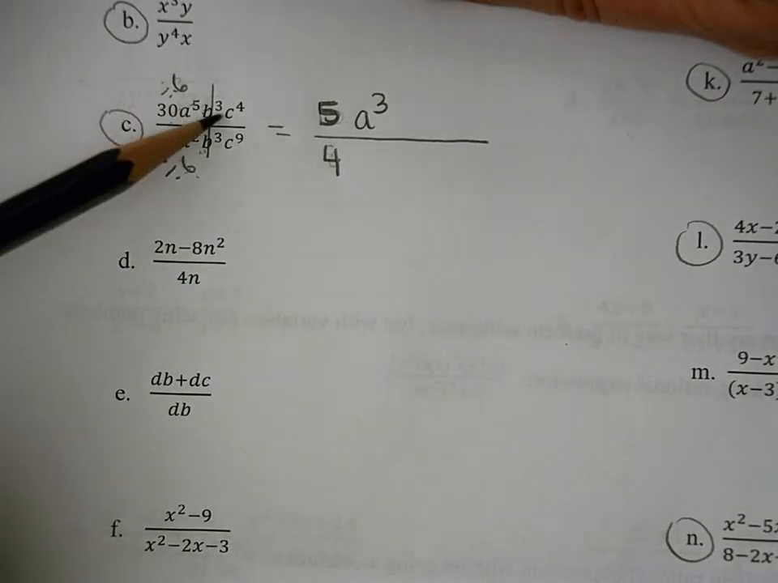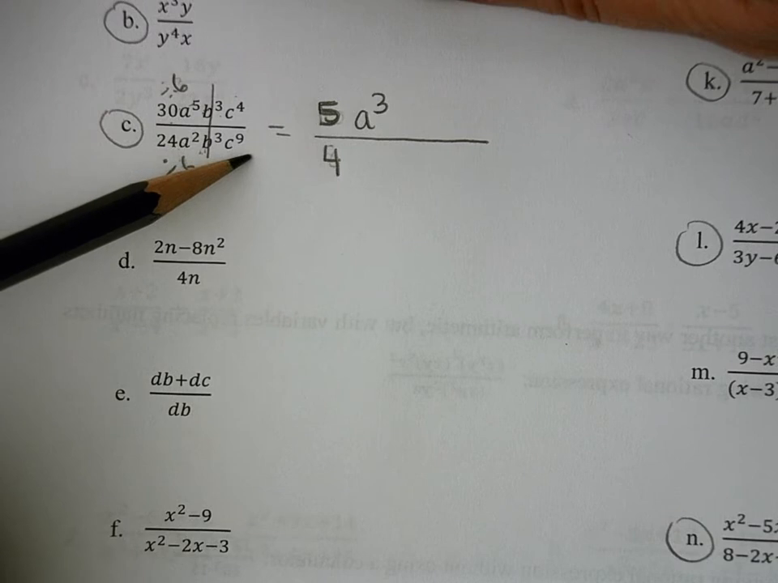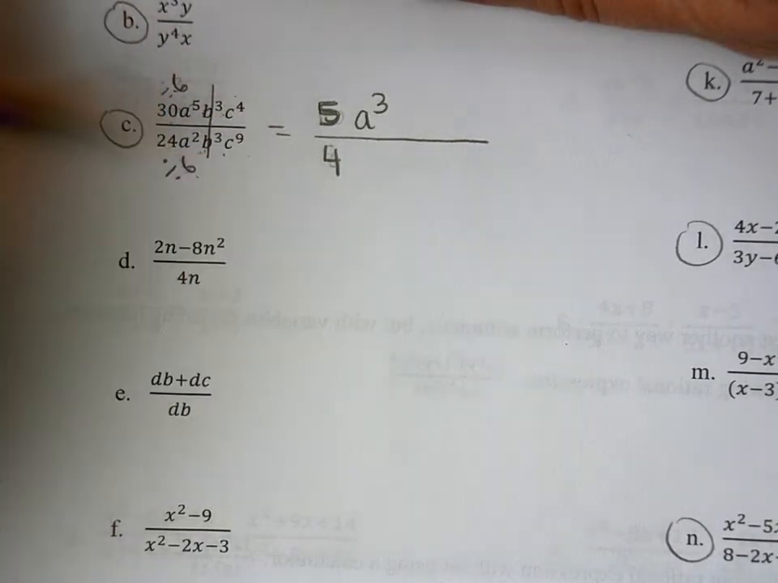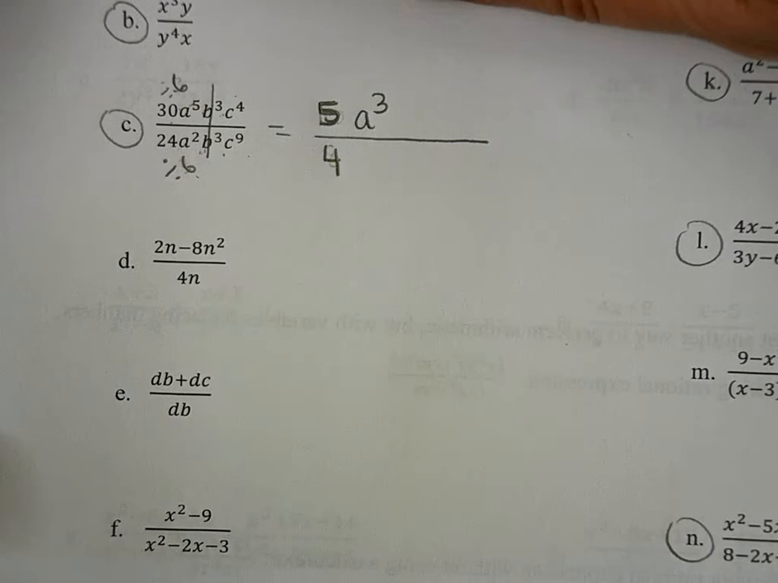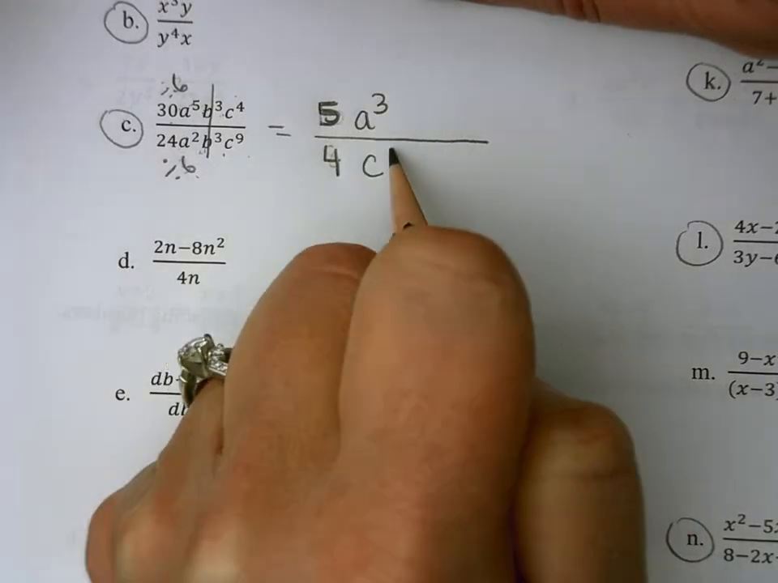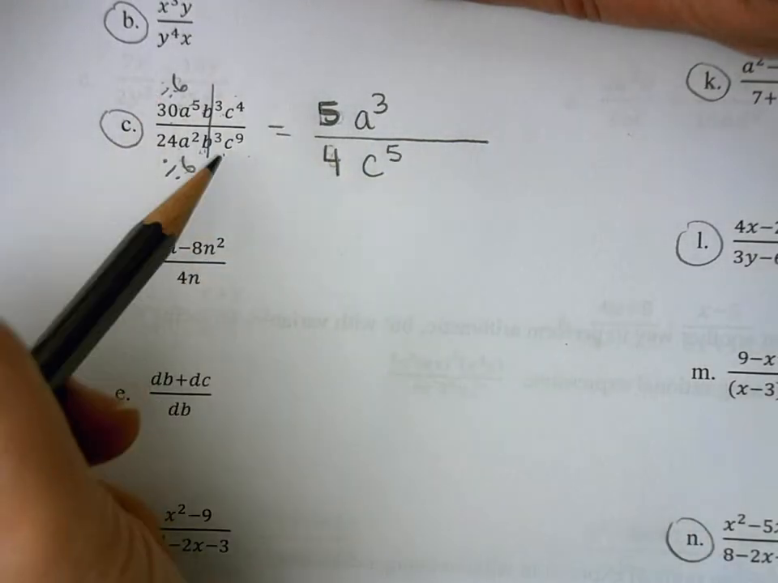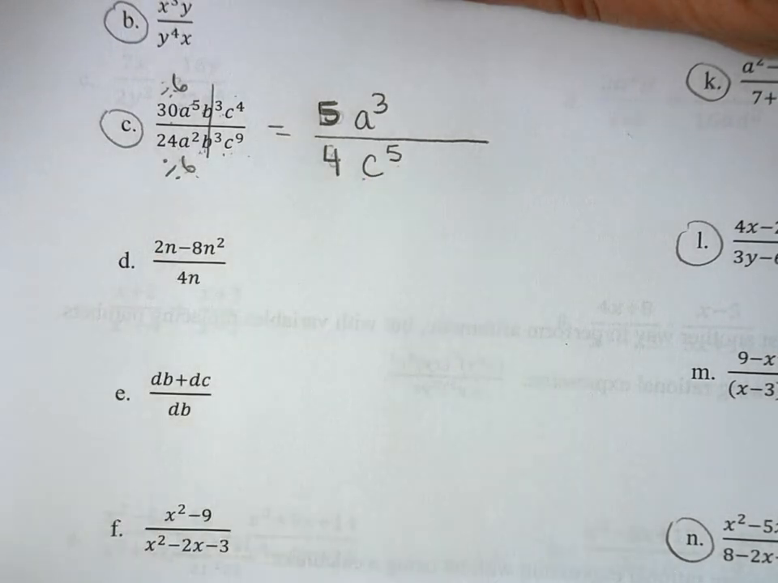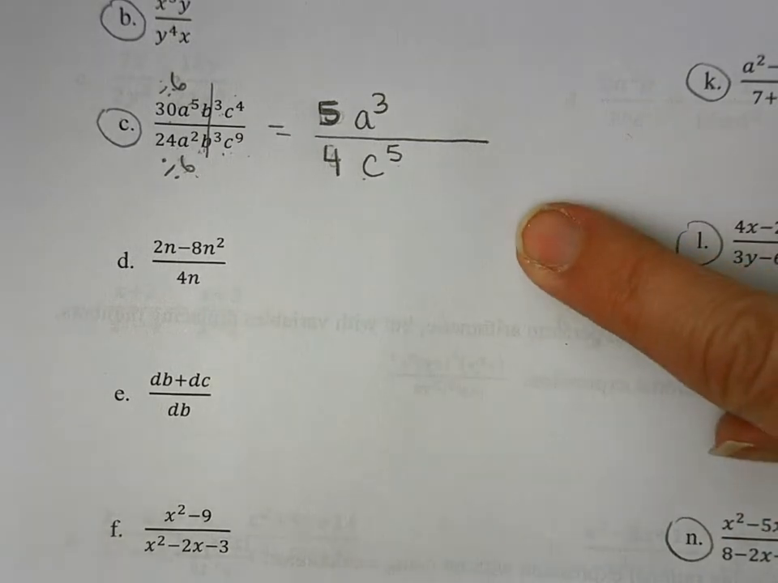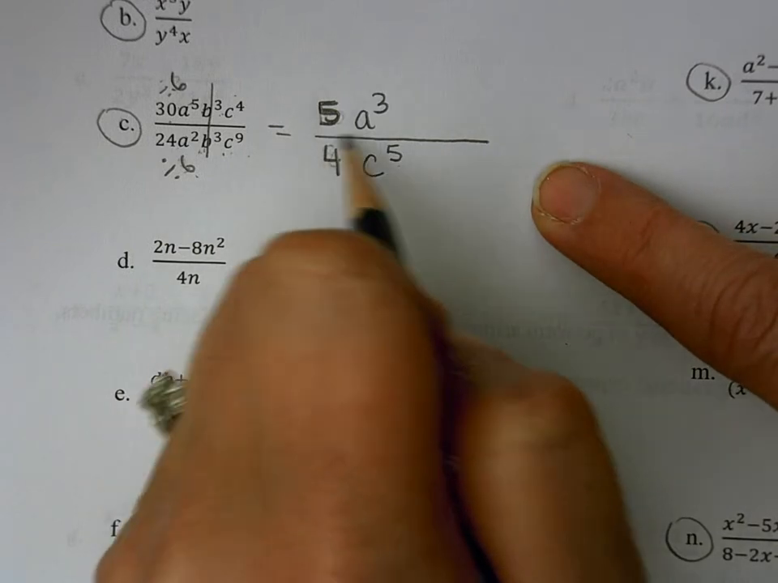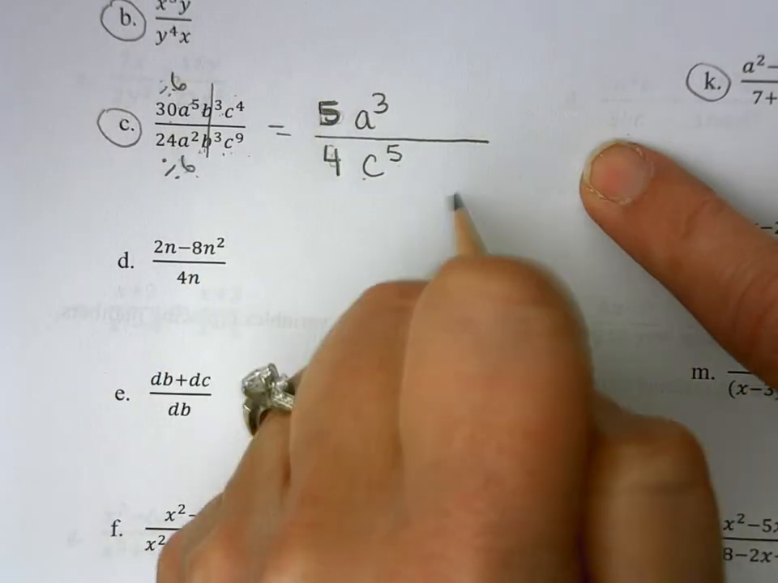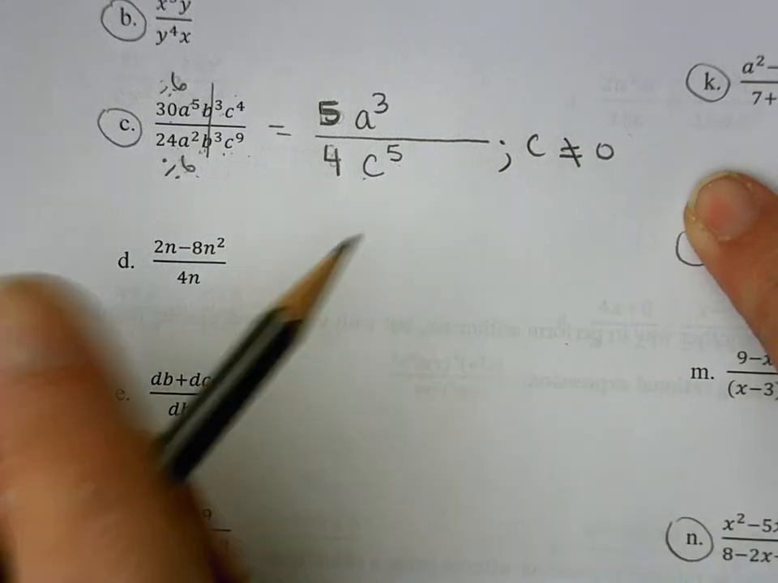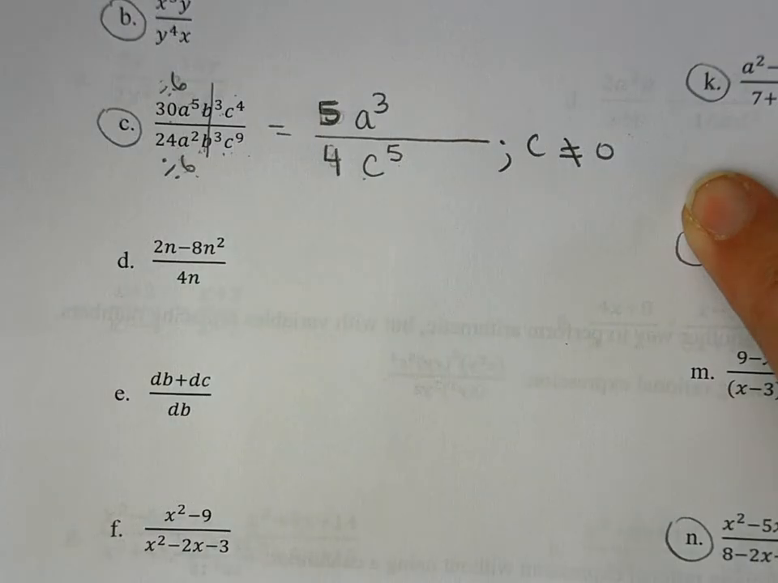And then here I have 4 c's on top and 9 on the bottom. So these 4 will take 4 off of the 9, which leaves me with a c on the bottom to a power of 5. There's more c's on the bottom, and 5 will be left. And then for my excluded values, if I look at the denominator, I know that c cannot equal 0, or I would be dividing by 0.